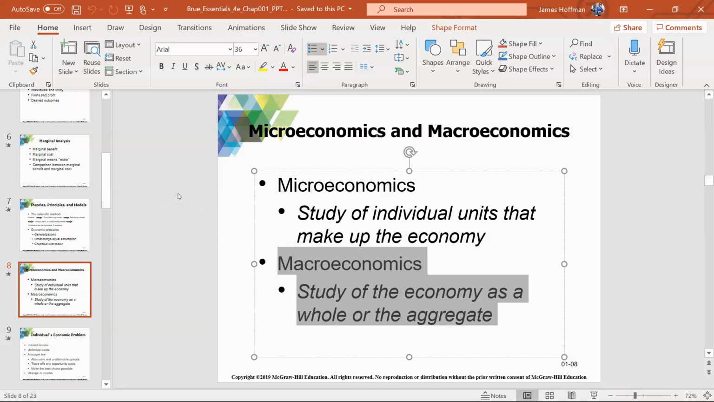Whereas macro is the study of the economy as a whole, or the aggregate economy. If you're looking at the entire U.S. or the entire economy, that's a macroeconomic distinction. When we look at things like the U.S. unemployment rate, economic growth, inflation, interest rates, those are things that make up the whole economy. If it's looking at the economy as an aggregate or as a whole, that's macro. And if you're looking at individual decision makers and units and firms, that's micro.